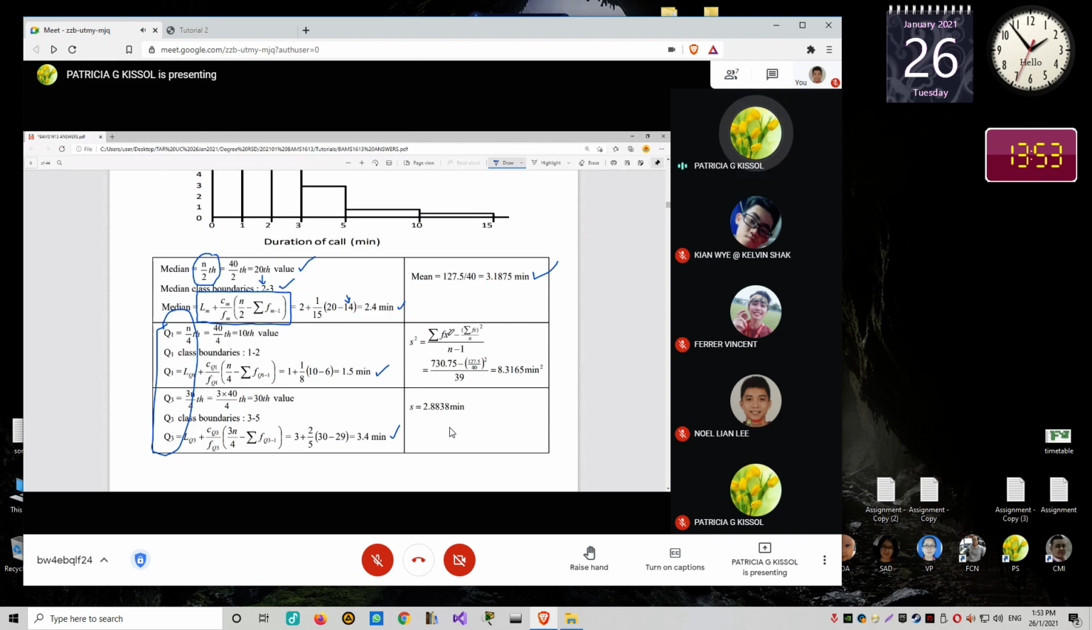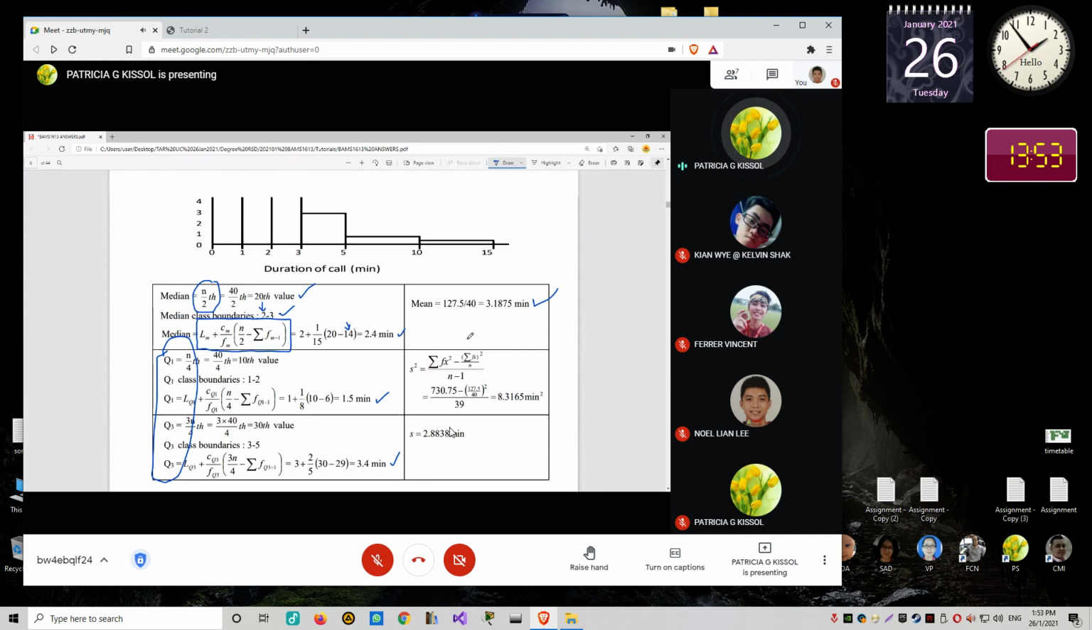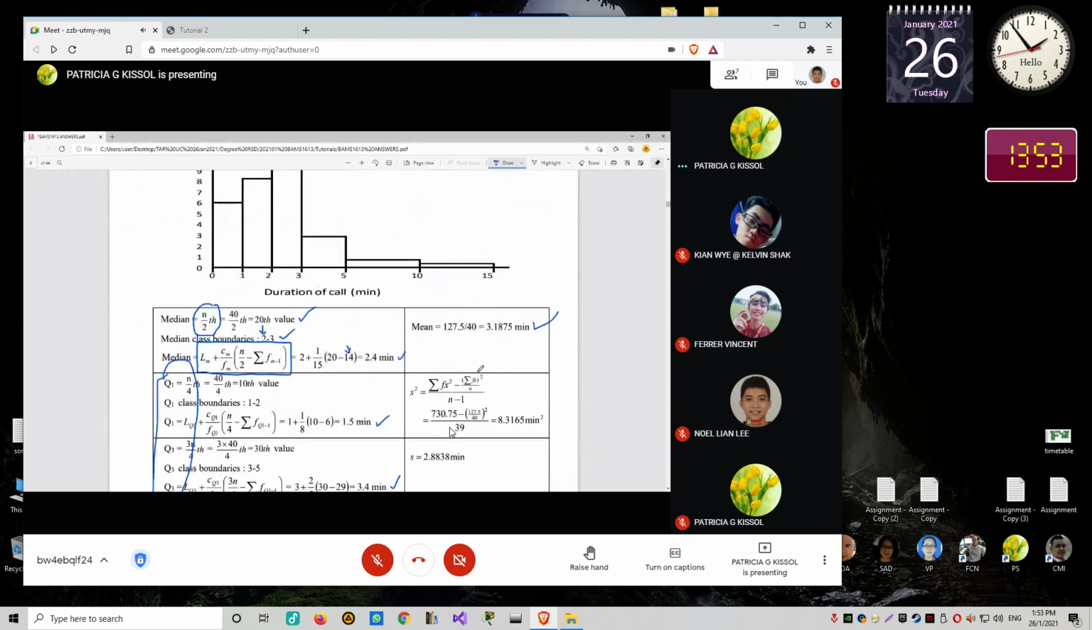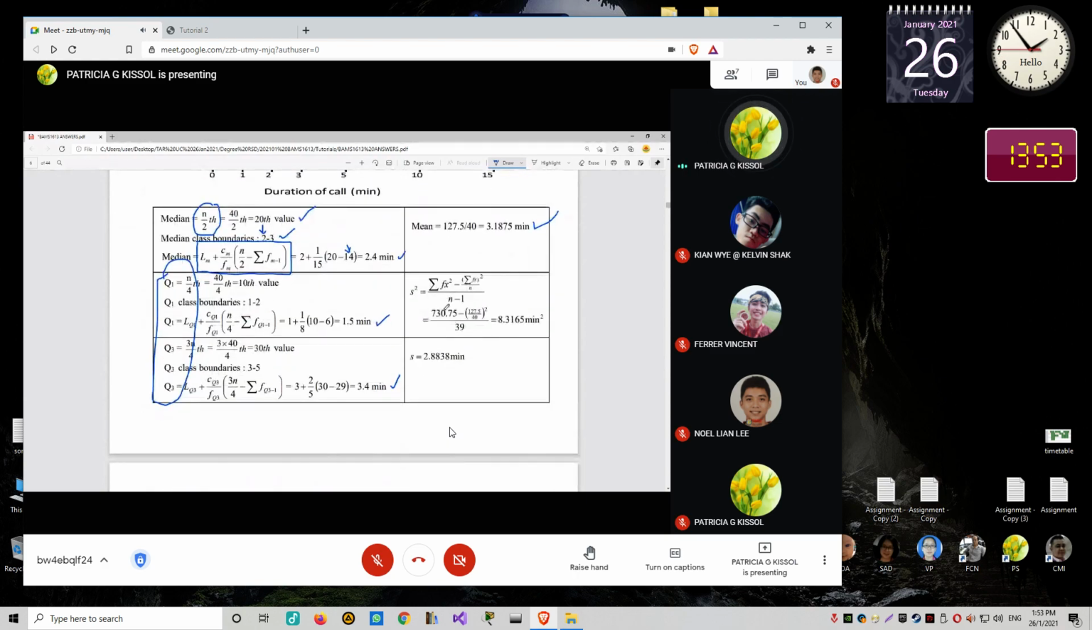But the standard deviation, just like what I've shown to you, we got the 730.75 here, right? So you can see its place here, minus 127.5 over 40. Oh, this is incorrect. Do you notice that, class? What is incorrect here? What is incorrect in the answer here?